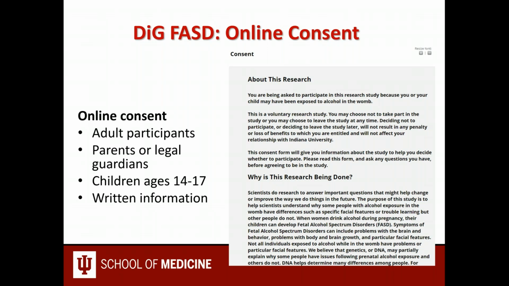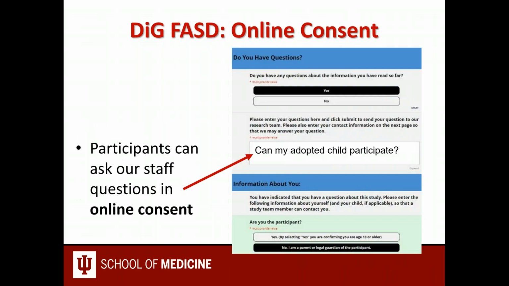So what I've shown you right here on the left side of the slide is kind of what it looks like. It's broken up into pieces. It starts by telling you about this research, and we tell you a little bit about it. We explain why we're doing it, and you can read this on our website when you're going through what's called an online consent. Importantly, there are places where you can ask us questions.